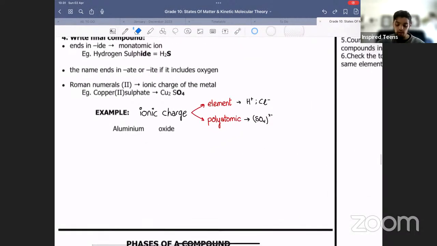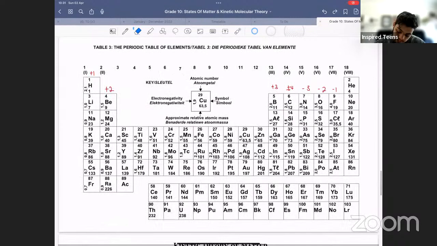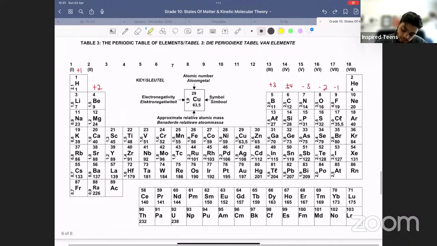So yes, now aluminium is from the periodic table. So what charge would it have? We have a positive 3 charge because it's in the third group. It's in the third group, so therefore it has a charge of positive 3. So we jot that down.